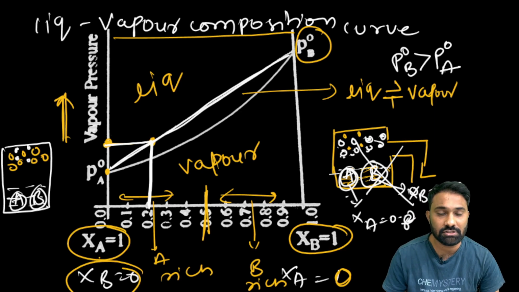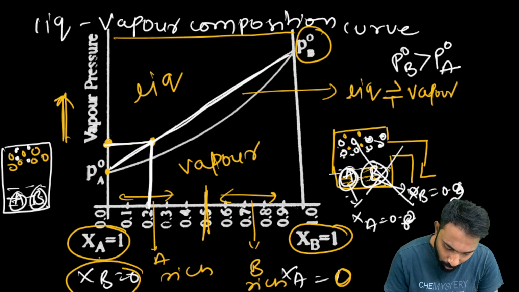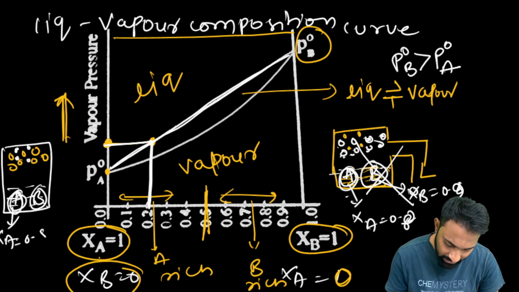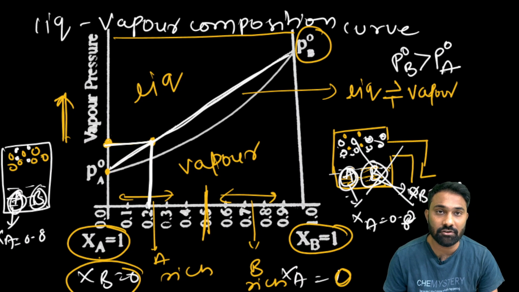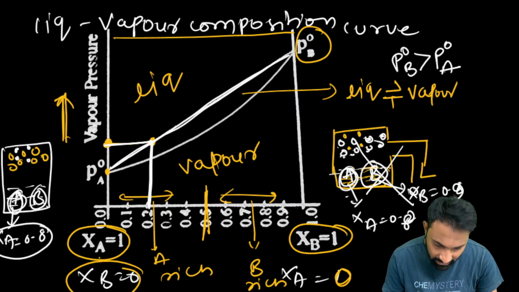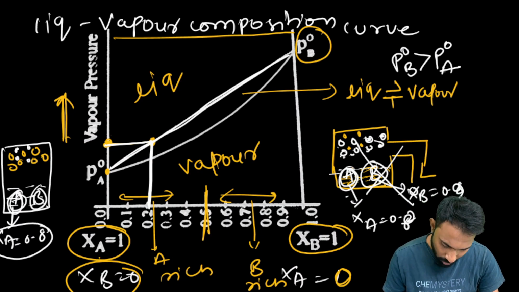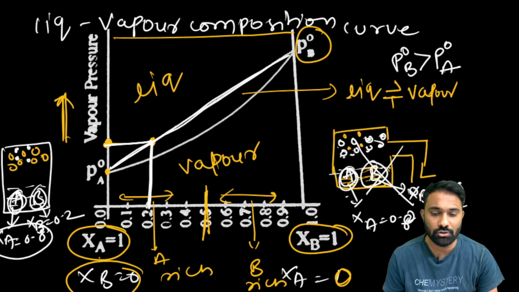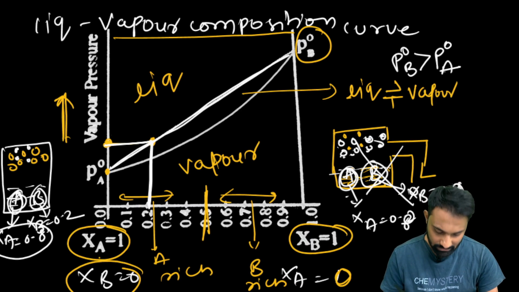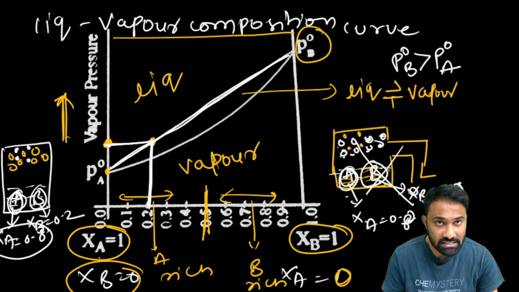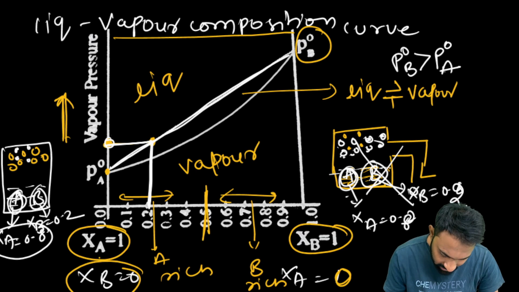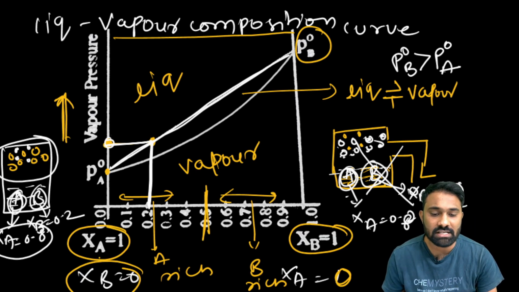This point is indicating that A has the higher mole fraction in the liquid phase. How much does it have? 0.8. How much B does it have in the liquid phase? 0.2. Clear? Now at the same pressure, how much mole fraction do these gases have?